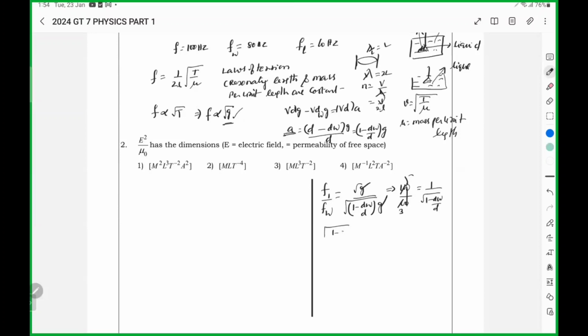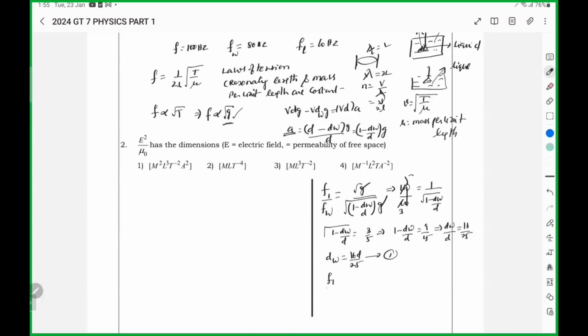So root of 1 minus d_w by d, the reciprocal, that is 4 by 5. So 16 by 25, so 1 minus d_w by d is 16 by 25, so this is one equation.